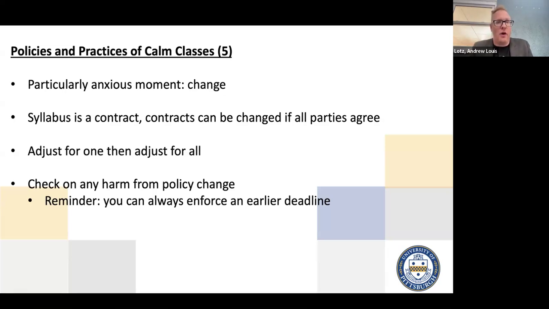I think no harm with that. Most students are going to still choose the normal assignment date, especially if there's reasons on Canvas to submit it then. But I do believe in a policy of adjust for one, adjust for all. And then check on any harm from a policy change. I always ask my students this, is anybody harmed by this change in what we're doing? Does anybody see any way that someone could be hurt by us changing this? Okay, we'll talk about it.